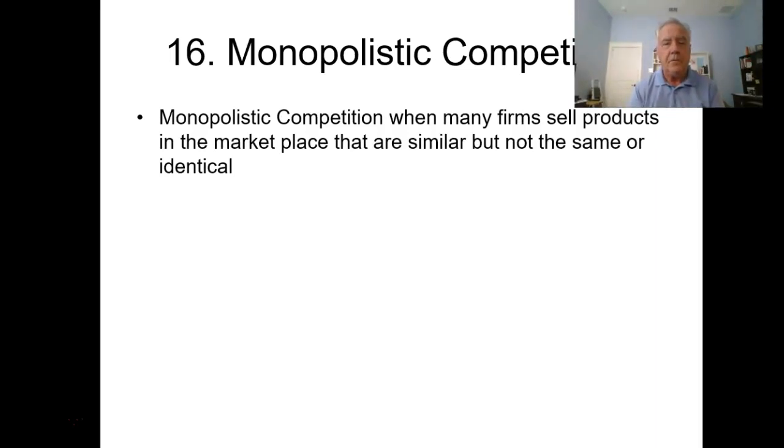All right. Firms sell products in the marketplace that are similar but not exactly the same or identical. And that is monopolistic competition, the definition for monopolistic competition. So they're selling similar but not the same or identical products in the marketplace, and they have, as a result of that, a monopoly.